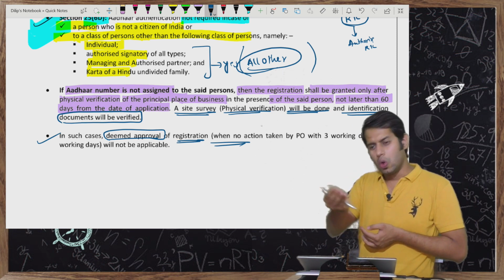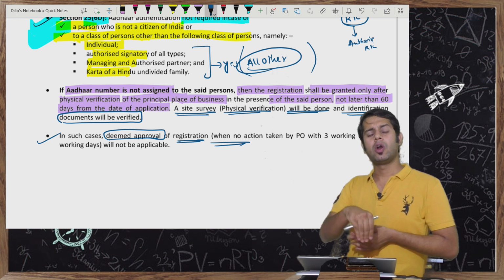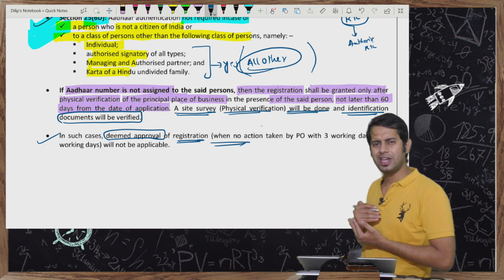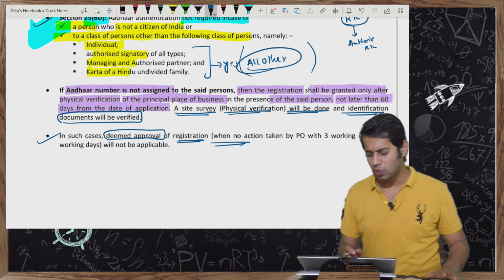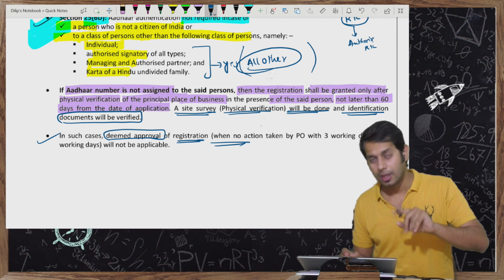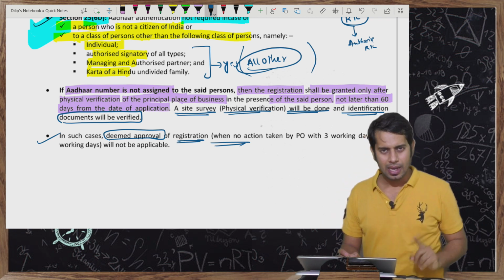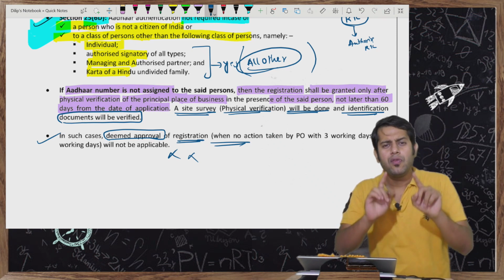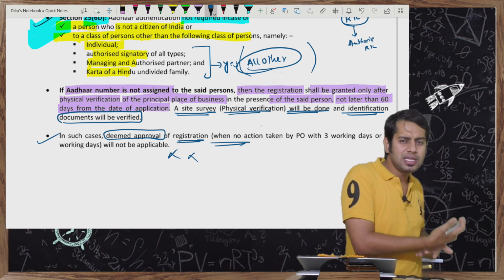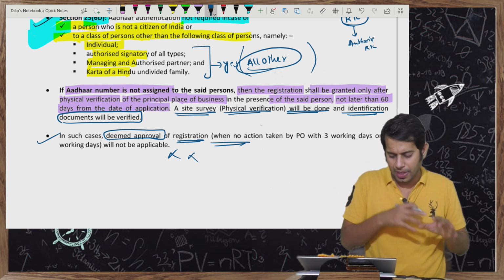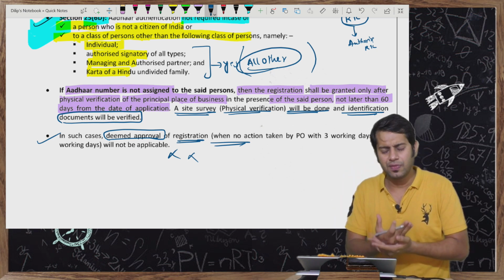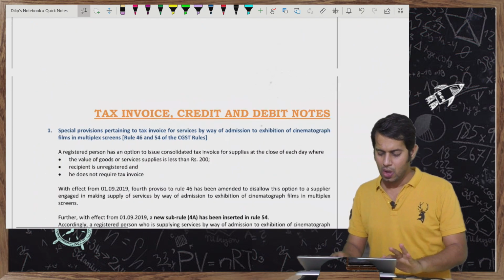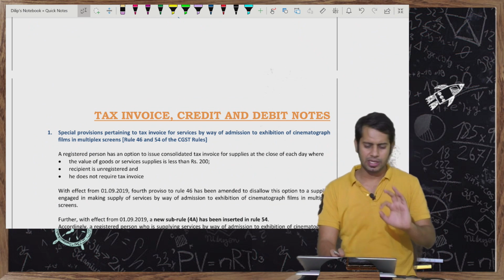Further, they have sent a notice to you, and you have replied to that notice also. Then the officer is required to reply to you within 7 days. If within 7 days also he is not replying, then the registration is deemed to have been granted to you. That is the normal provision. But if you have not done Aadhaar authentication, this deemed registration provision will not be applicable for you. If you are a person whose physical verification of the principal place of business is done, for you also the deemed registration provision is not applicable. Okay, these are the amendments made in the topic called registration.